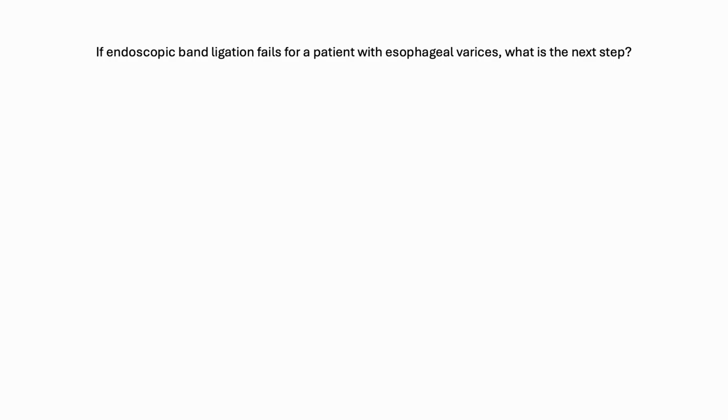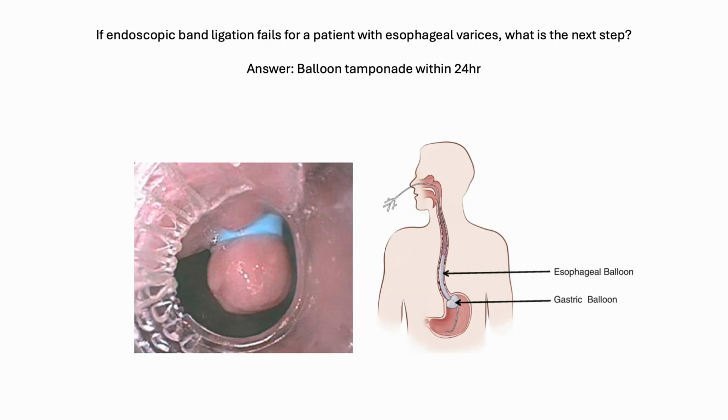If an endoscopic band ligation fails for a patient with esophageal varices, what's going to be the next step? We're going to move on to a balloon tamponade within about 24 hours to try to get that issue with the portal hypertension, the bleeding, all of that. The balloon can help push those vessels back and not have the extreme issue that esophageal varices has at that esophageal gastric level.